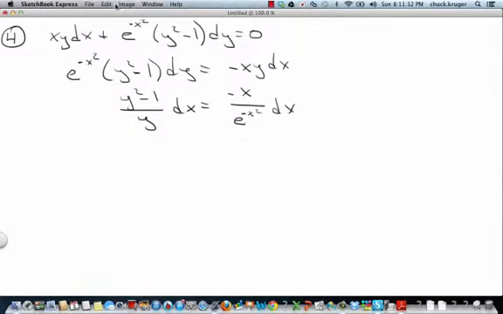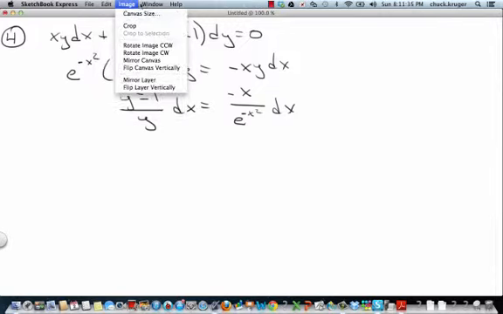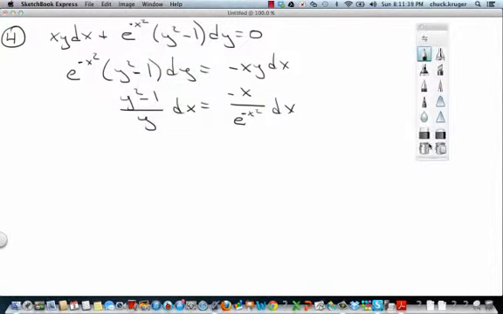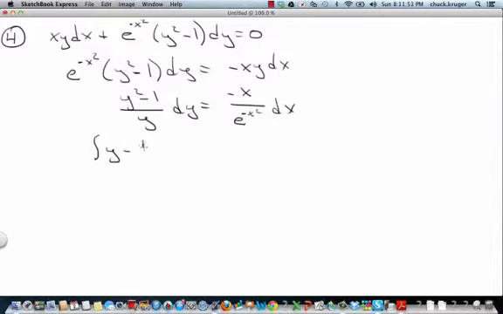Oops, and I made a mistake again with my dy here. And this gives me on this side y minus 1 over y dy. And over here this gives me a negative x e to the x squared dx. I'm going to integrate that.